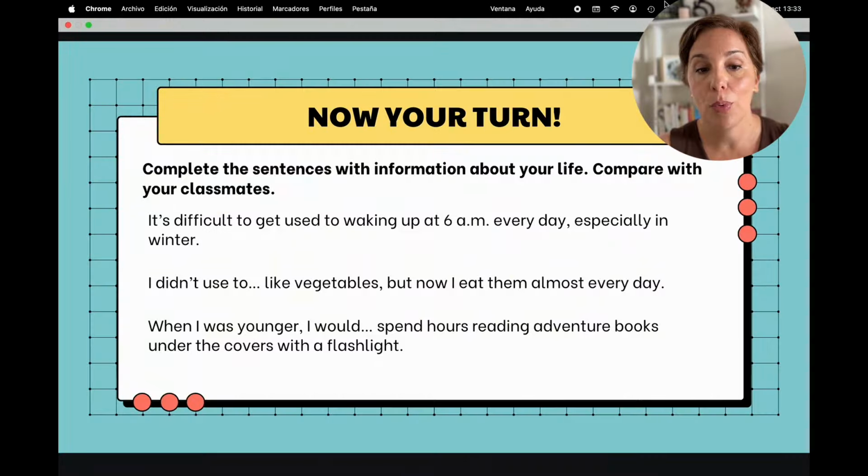And the final example, when I was younger, I would spend hours reading adventure books under the covers with a flashlight. Here is an example of an action verb, which is to spend hours reading. To spend time, to spend money is an action verb. That's why we could say would. You could also say used to, but would is much, much better. It's more sophisticated and it's more top level, okay? So I highly recommend using would for repeated actions in the past, of course.